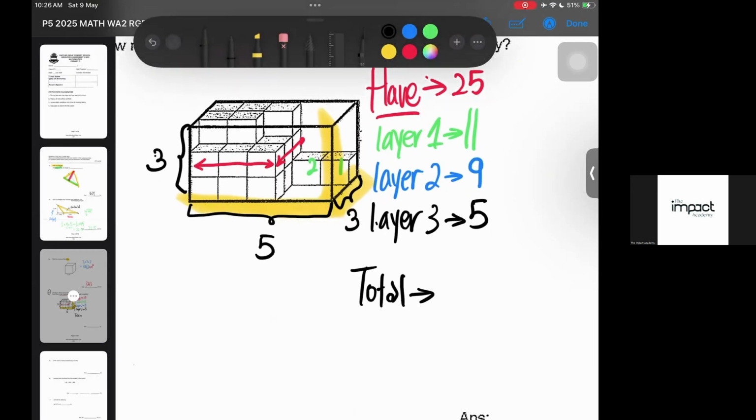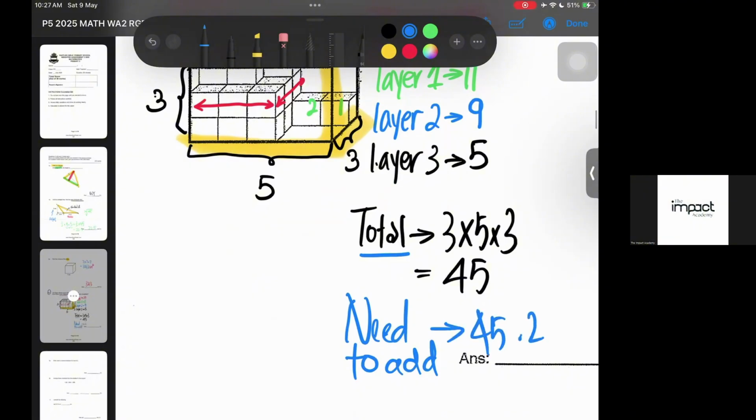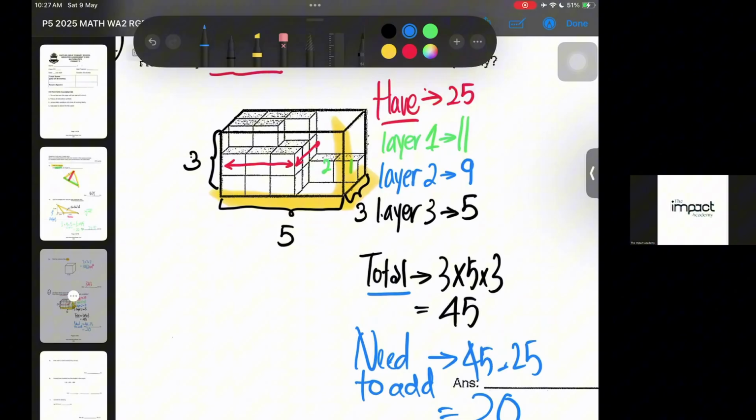All right, from here itself, you all can see, right? The total, as we can see, is 3 times 5 times 3. 3 times 5 times 3 is 45. Now, my question to you, very good, is the next thing, which is what I need. Agree? Very good. 45 minus 25 is equal to 20. You all understand? Both of you, can I give you 2 points each? Very good. So that's the reason why the answer for this question is 20.